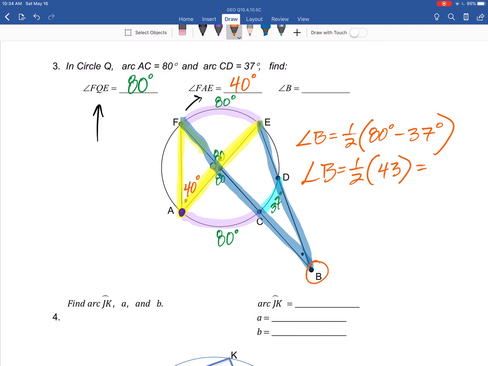Half of 43 is 21.5. Boom, right there. 21.5 degrees. Right in there. Nice. A lot of stuff in that problem.